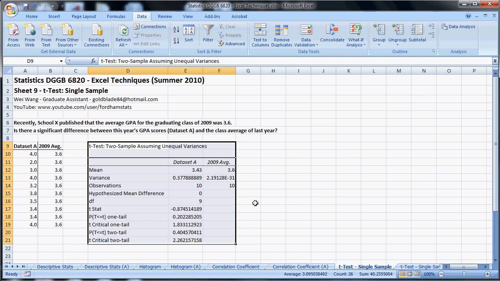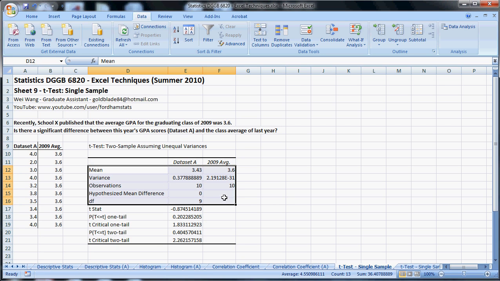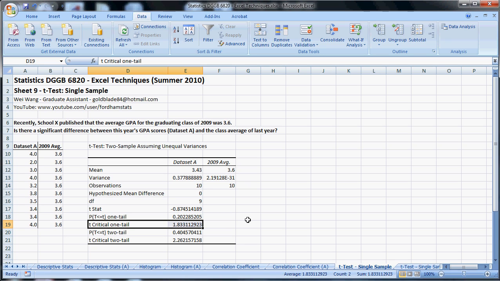On the top here, in this part, it basically gives you a little bit of a description of what's going on, right? The mean, the variance, and so forth. This is more like descriptive statistics. On the bottom here is where the inferential part starts coming in. You can see that the t-stat is negative 0.874, and the absolute value of the t-stat is smaller than the t critical, one tail, right? Or two tail, it's the same thing. The absolute value of the t-stat is smaller than both one tail and two tail.